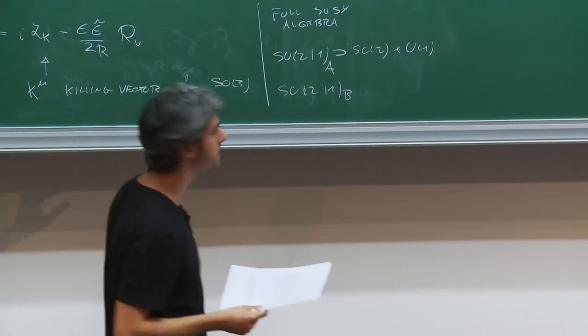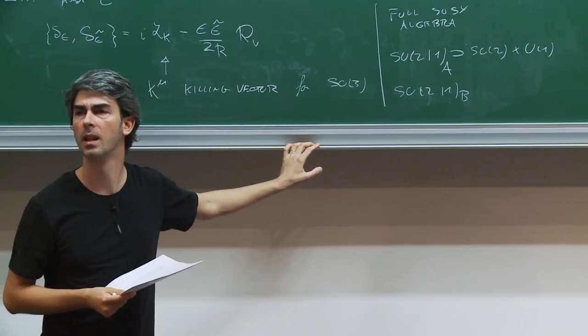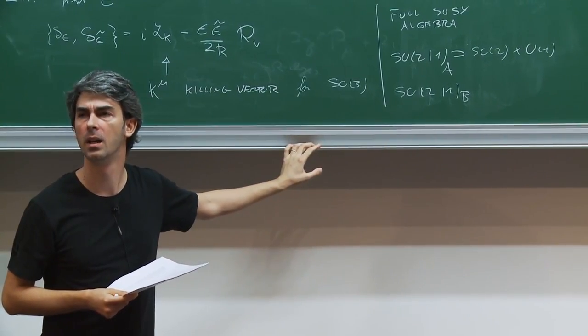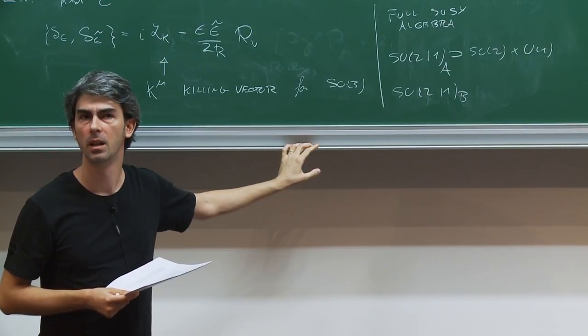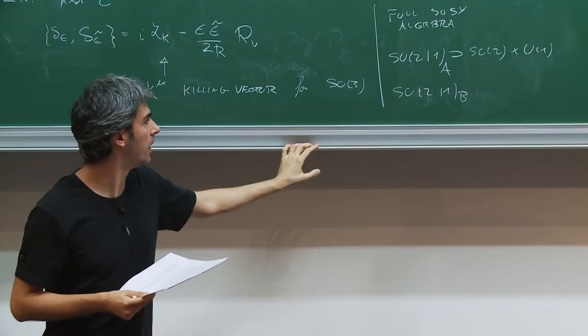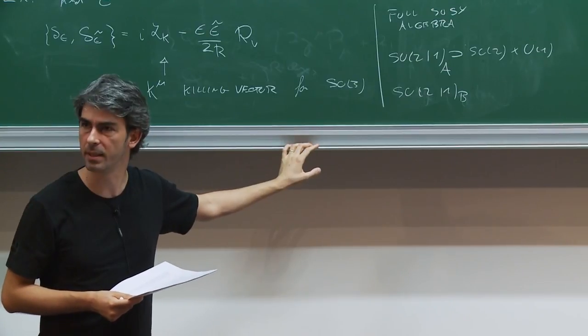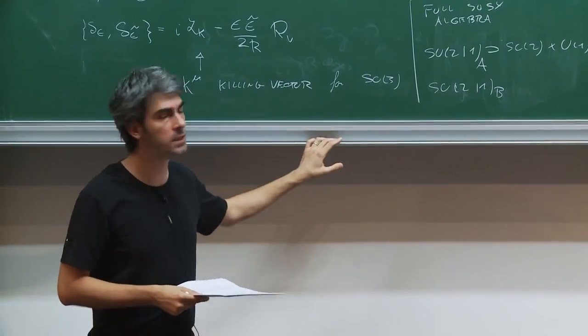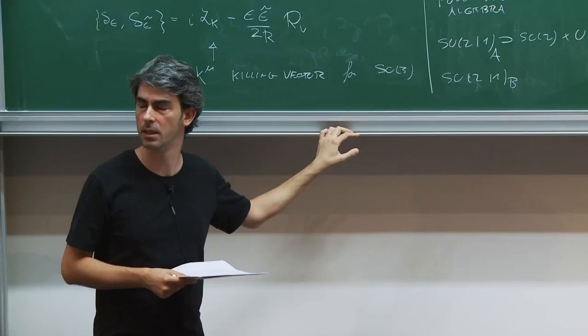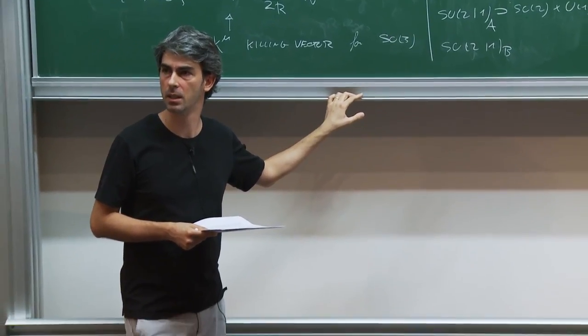Okay. In principle, vector symmetry and axial R-symmetry should be completely symmetric, right? Because of mirror symmetry. They're not completely symmetric because of the anomaly you mentioned. Yeah, I mean, of course, but the mirror is a different theory.